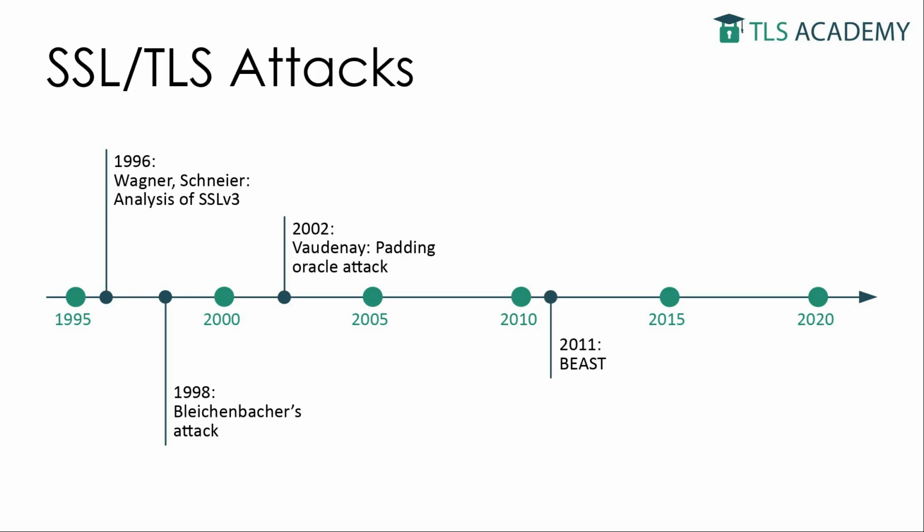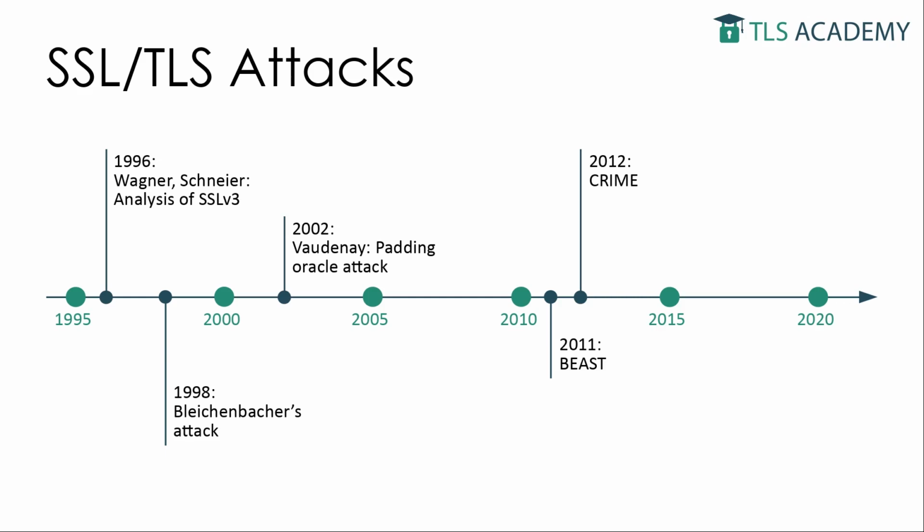In 2011, the Beast attack was published. TLS 1.0 and older SSL versions are vulnerable to it. Beast targets the CBC implementation in these older versions, where non-randomized IVs, that is, initialization vectors, were used. It is a man-in-the-middle attack, and it can result in an attacker being able to decrypt, for example, your cookies.